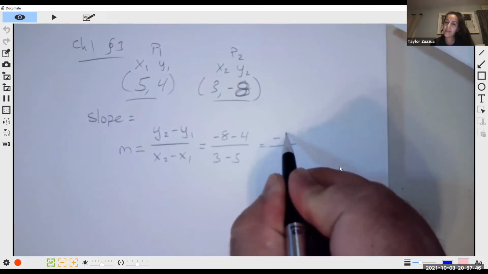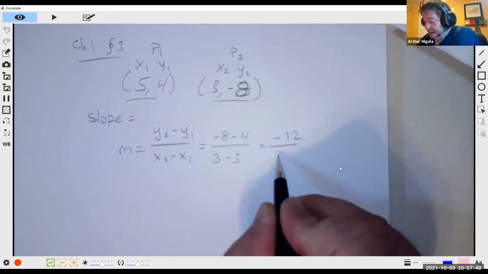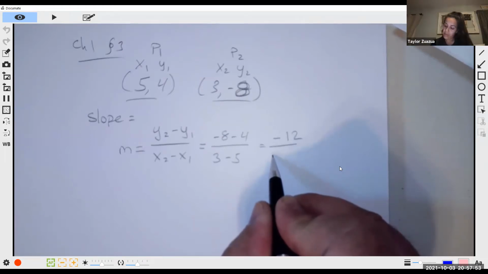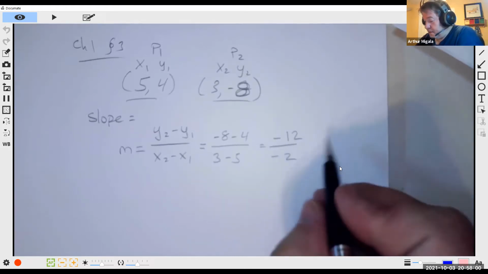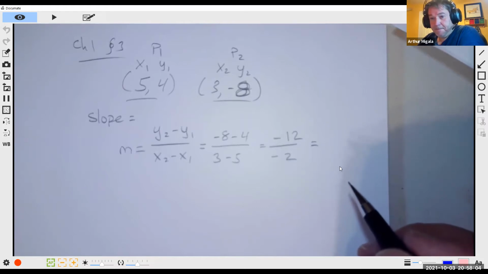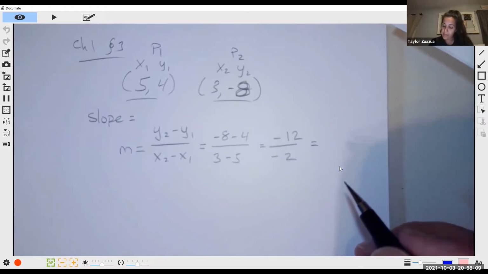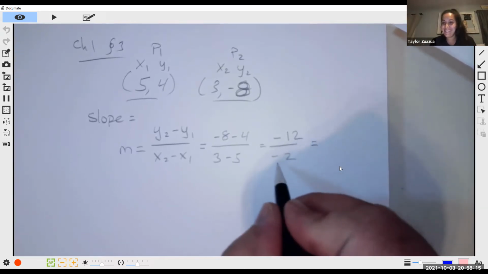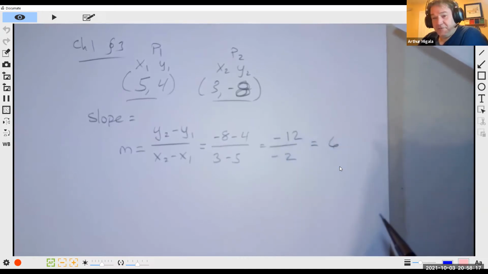Would it be -12? Yes, -12 over -2. Very good. Simplify. How many twos go into 12? 6 times? Yep, 6. Is it positive or negative?